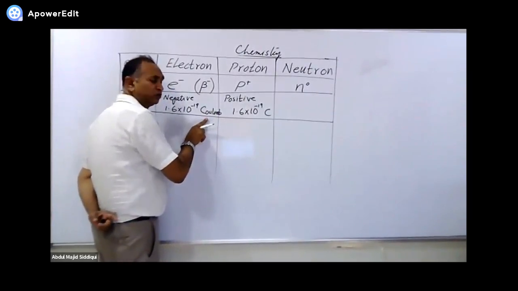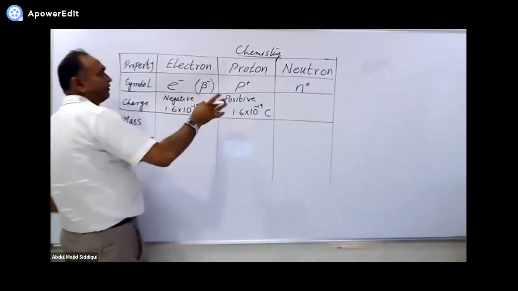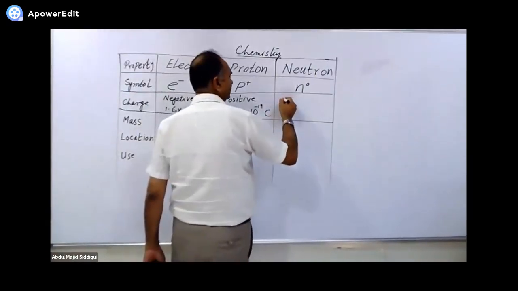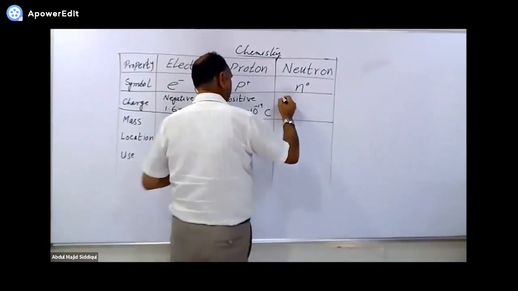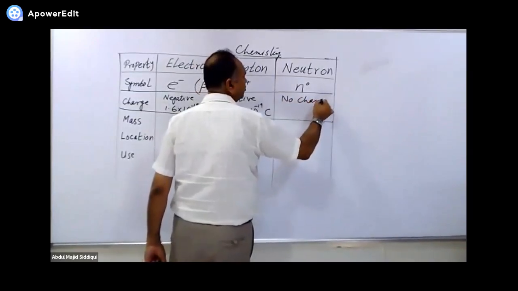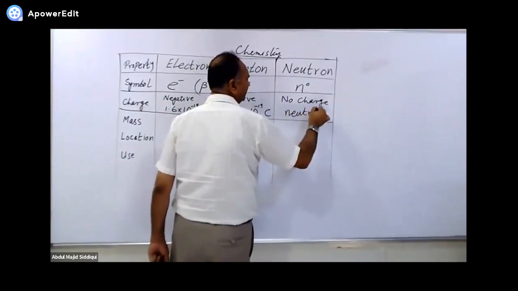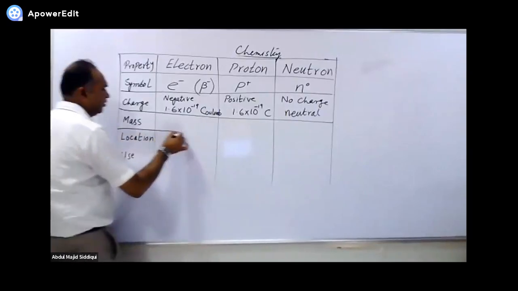Coulomb, full form, Coulomb, short form. What is the power? What kind of power? Neutron has no power. Neutral. No charge. It has no charge. It is neutral. You must be knowing these things because these are very basic. Now the mass.